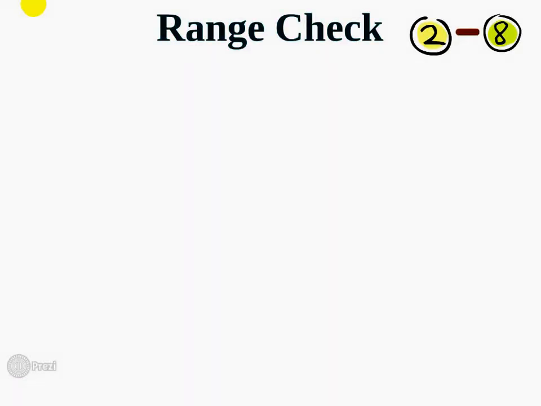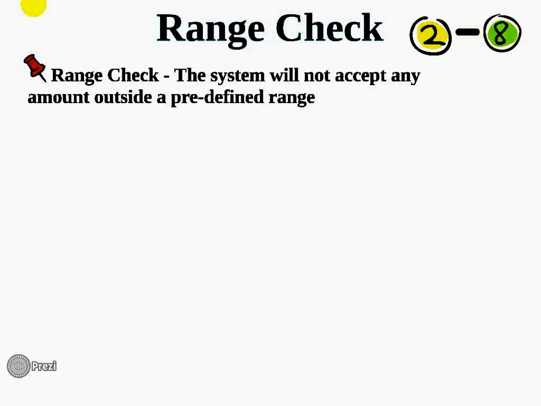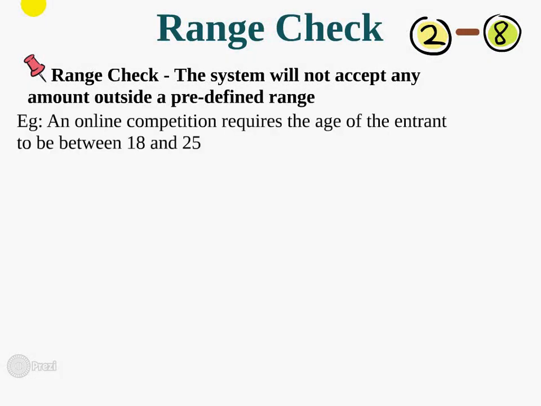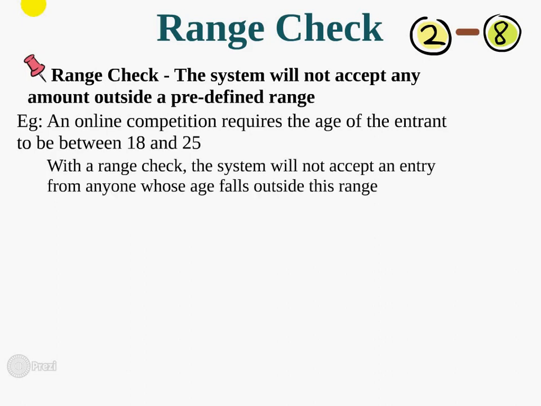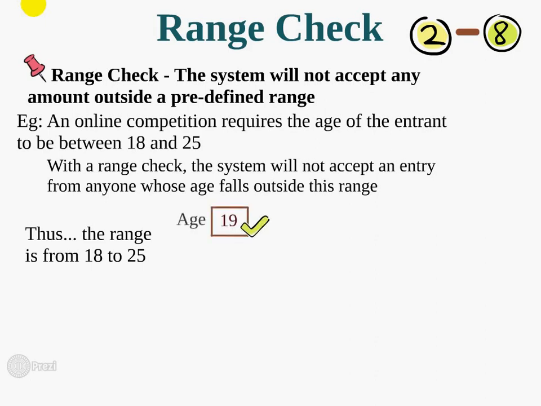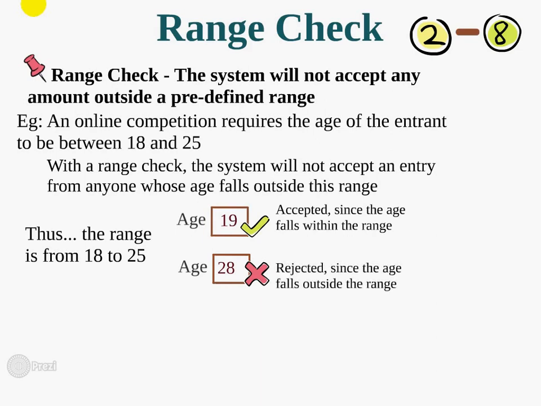Range check. A little tricky. The range check, the system will not accept any amount outside a predefined range. Example, an online competition requires the age of the entrant to be between 18 and 25. With the range check, the system will not accept an entry from anyone whose age falls outside this range, thus range 18 to 25. If the age inputted is 19, the system will accept since the age falls within the range. If the age is put in as 28, it's rejected since the age falls outside the range.